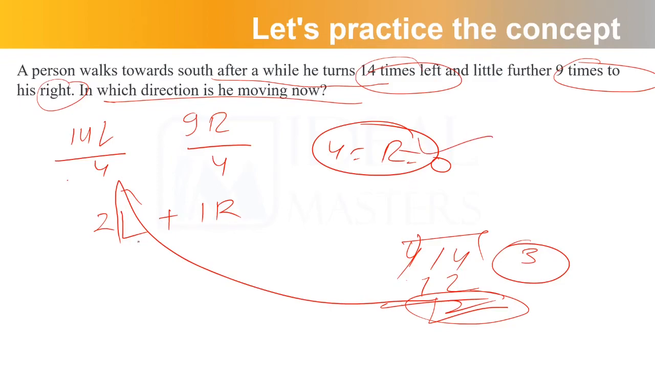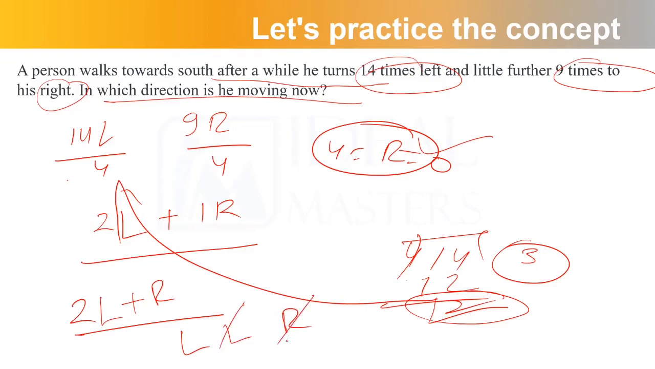So now what do we have as an effective part? 2 left and 1 right. In the form of the equation, L, L, R, L and R cancelled and 1 L is remaining, meaning 1 left turn. He started with south, so 1 left from south, turning anti-clockwise, that is east.